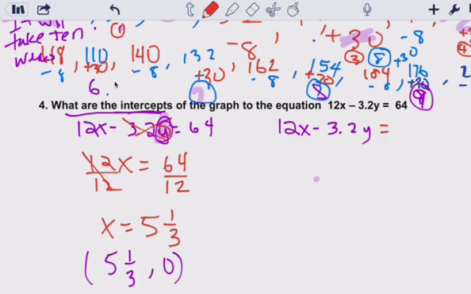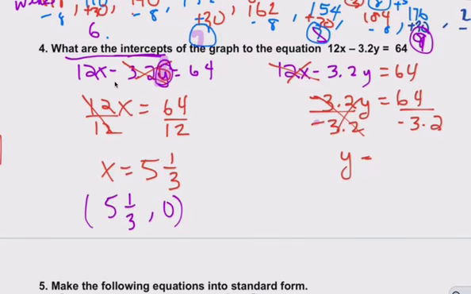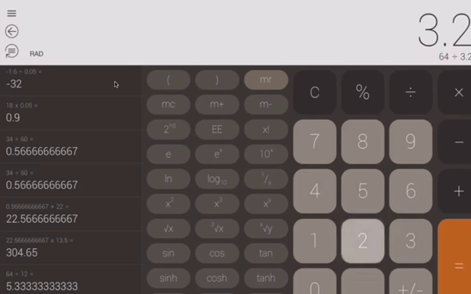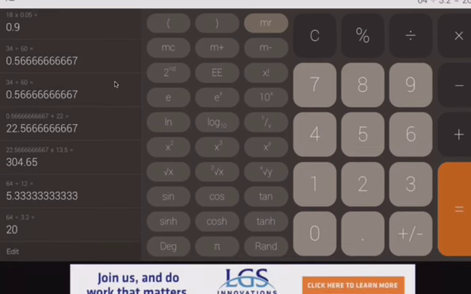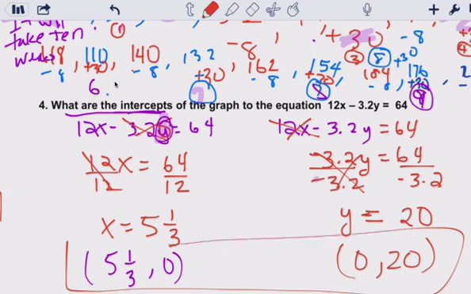So x is 0. Y is negative. You got negative 3.2y equals to 64. Divide by negative 3.2. Divide by negative 3.2. Y equals 64 divided by 3.2. 20. So 0 and 20 is your y-intercept. These are your x-intercept and your y-intercept.